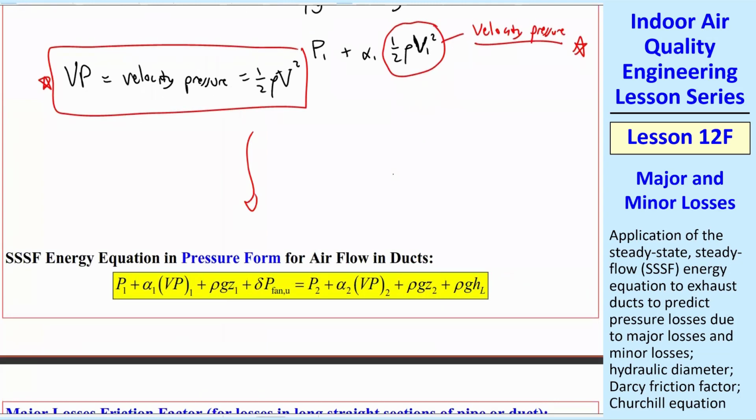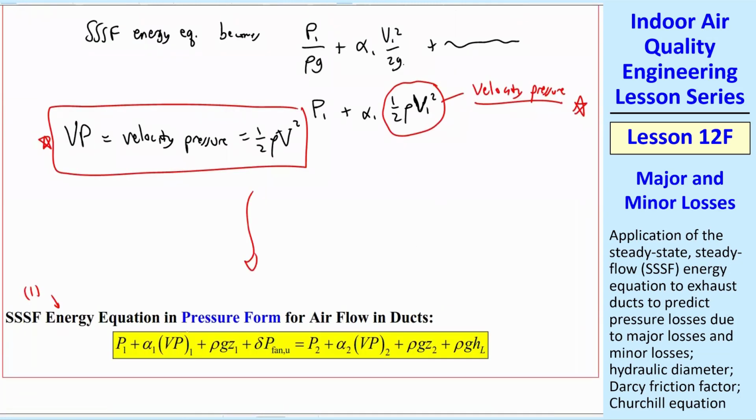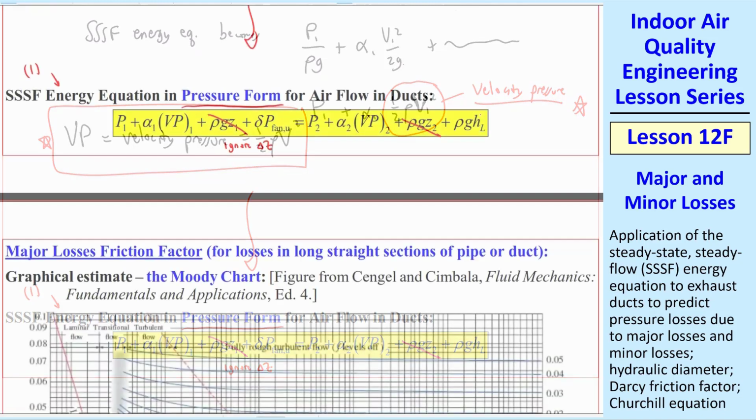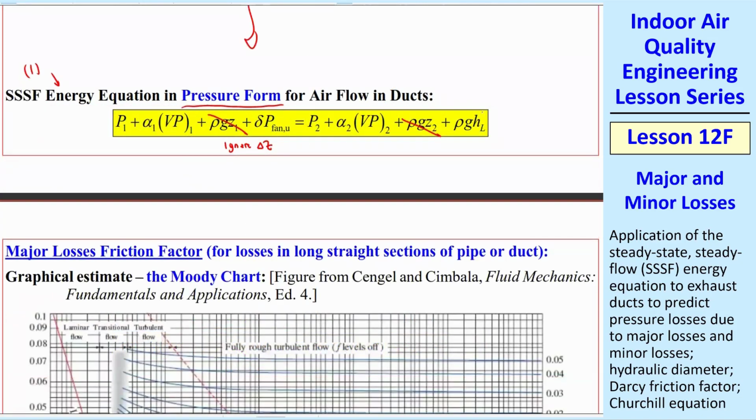So this equation 1 becomes, and now we call it pressure form instead of head form. And again, I left these terms in, but we typically ignore those with air. Let's talk about major losses and minor losses. This HL consists of major plus minor losses. So let's treat each of those separately.